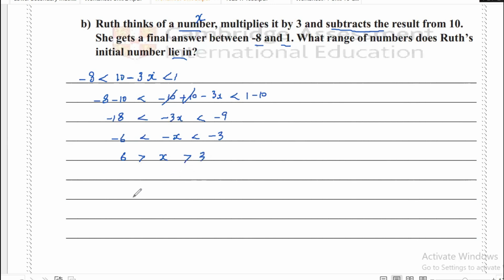So this means, or in other words, you can say that 3 is less than x and x is less than 6. Means all the numbers of x from 3 to 6. So the possible values of x are 4 and 5.